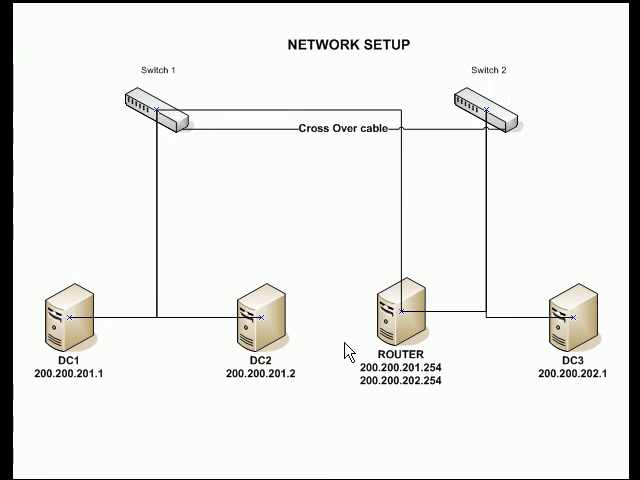So we'll take it from here. At this point, we've set up this only in the Active Directory, meaning that we have just set up the networks 201.0 and 202.0. Later on in the other videos, we will optimize these connections so that our domain controllers can talk to each other in an efficient manner.